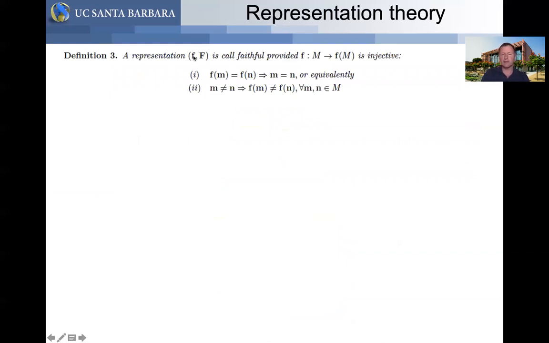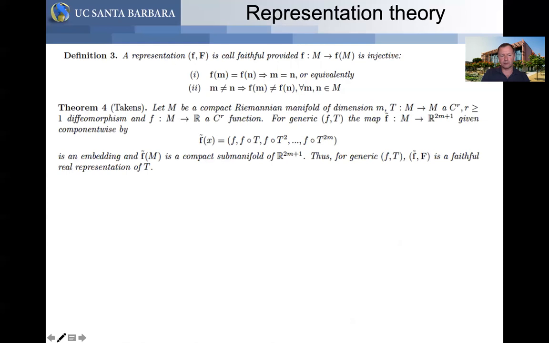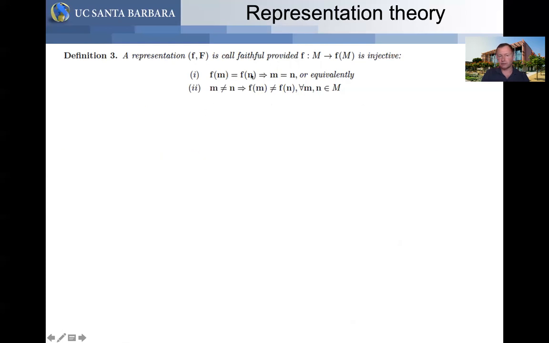This representation can be faithful. It's called faithful provided the set of observables is injective. So if you have M and N be two different points, then F of M and F of N are different, or if M and N are the same, then obviously the evaluation of F of M and N have to be the same. So the representation is called faithful provided this mapping here with observables is injective.